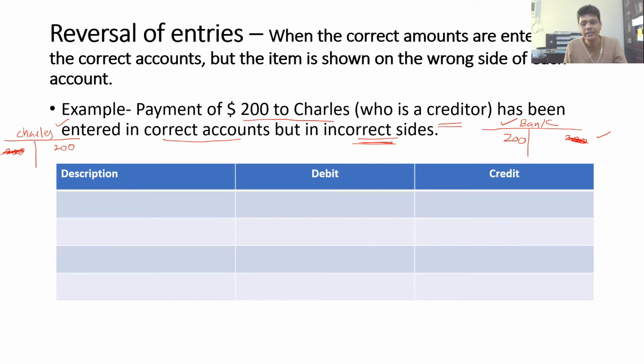So to rectify this error, what you should do? Can anyone tell me how do you rectify this? And after rectifying, the amount should be shown correctly. What you should do? Shenara and Samira, tell me what you should do. Bashini also join now. Instead of crediting 200, he debited the bank account. And instead of debiting Charles, the accountant has credited the Charles account. So what is the entry? How do you rectify this?